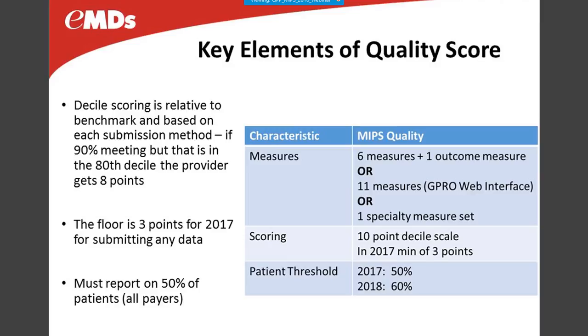And the clinicians are required to report on 50% of patients, and that's for all payers. The patient threshold goes up the next reporting year, which is 2018, to 60%. So again, this whole scoring methodology is taken into consideration just for the quality category of the MIPS overall composite score, which will go into the 100 points.